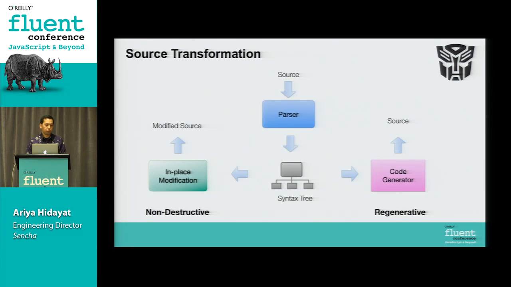And let's talk about source transformation. So I already mentioned minifier. That's the obvious form of transformation that I call regenerative. So basically, the source is consumed by the parser. There's a syntax tree, and there's a generator that consumes that syntax tree and generates a new source.